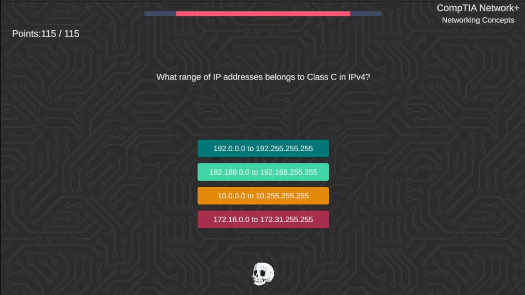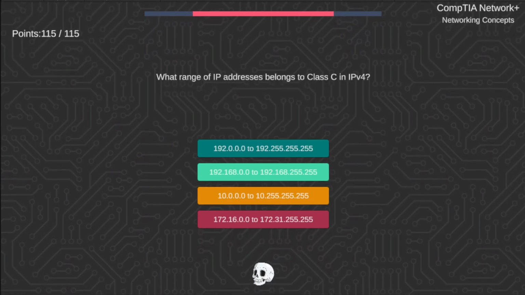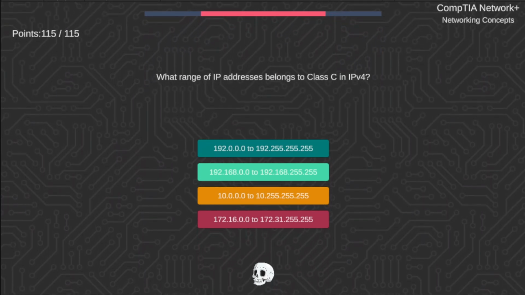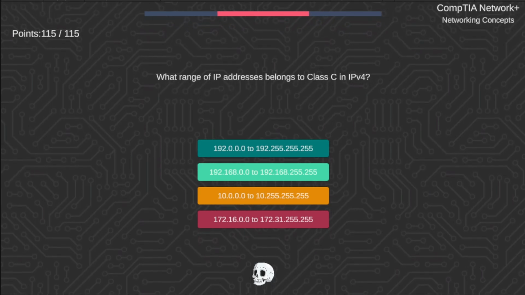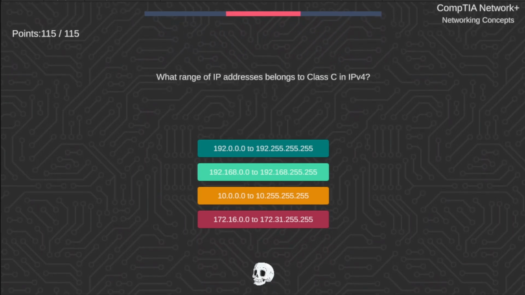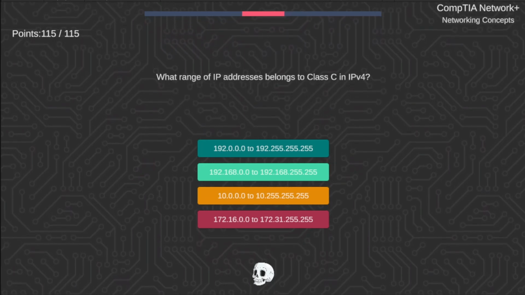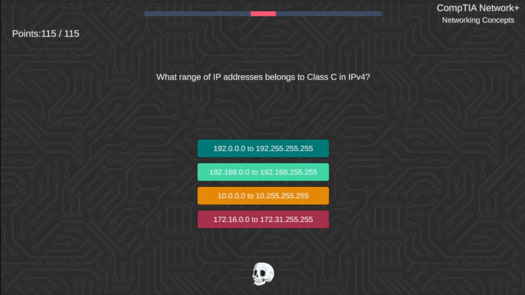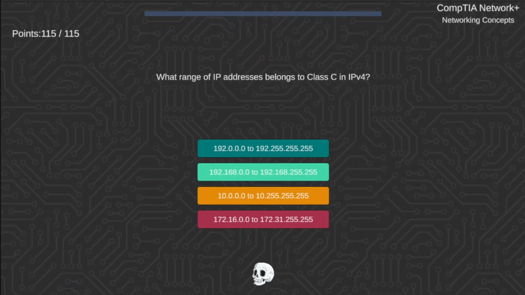192.0.0.0 to 192.255.255.255, 192.168.0.0 to 192.168.255.255, 10.0.0.0 to 10.255.255.255, or 172.16.0.0 to 172.31.255.255. Class C. What range of IP addresses belong to Class C?